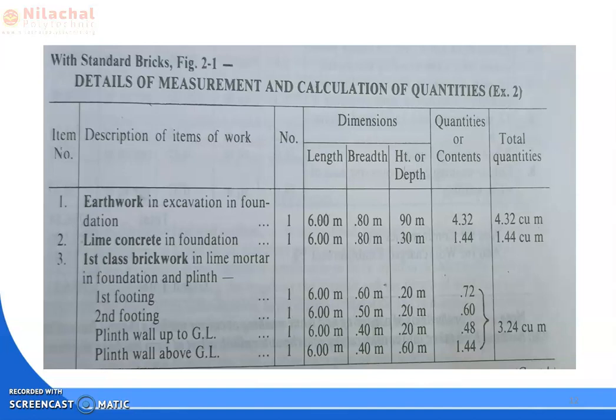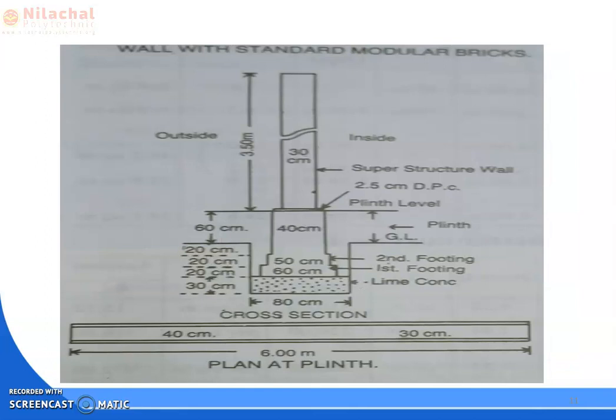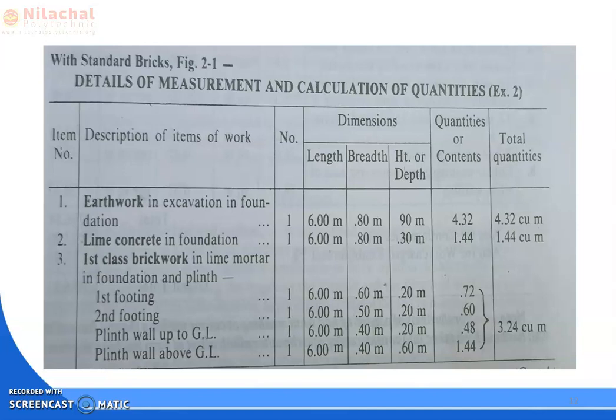Then after that we go to the plinth wall part, plinth wall above ground level. What do you mean by plinth wall above ground level? Plinth wall above ground level means the wall in the distance from ground level to plinth level. Here the breadth is 40 centimeter, height is 60 centimeter above ground level, and length is how much? 6 meter, it is constant. So how many particulars? 1 number.